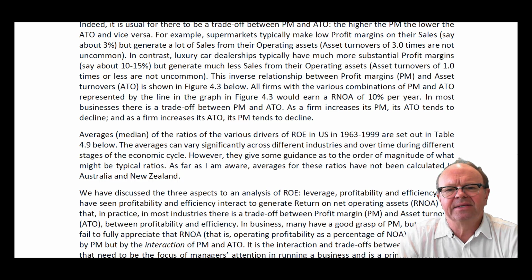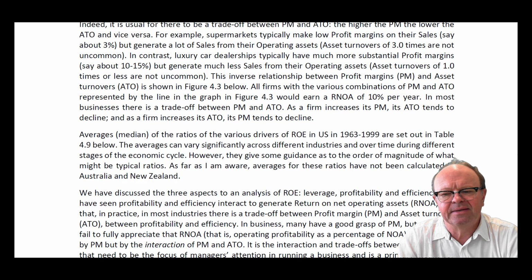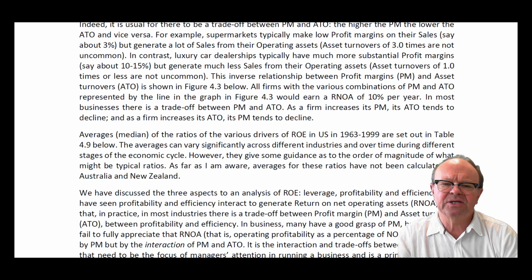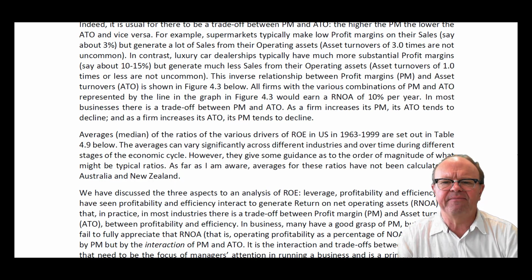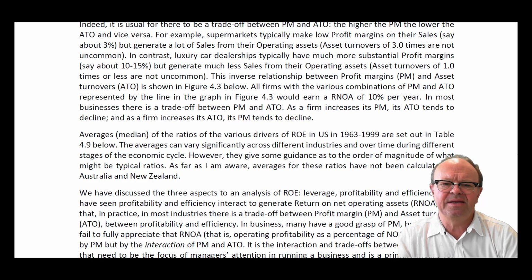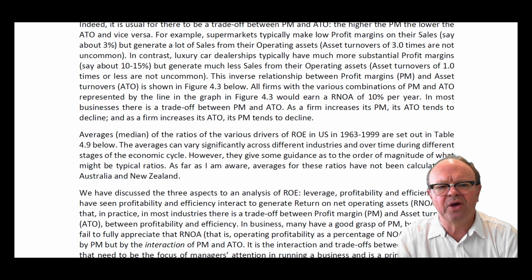For example, supermarkets typically make low profit margins on their sales, say about 3%, but generate a lot of sales from their operating assets. Asset turnovers of 3.0 times are not uncommon. In contrast, luxury car dealerships typically have much more substantial profit margins, say about 10 to 15%, but generate much less sales from their operating assets. Asset turnovers of 1.0 times or less are not uncommon.